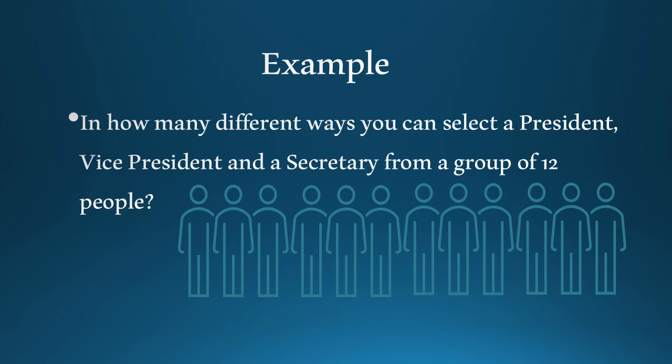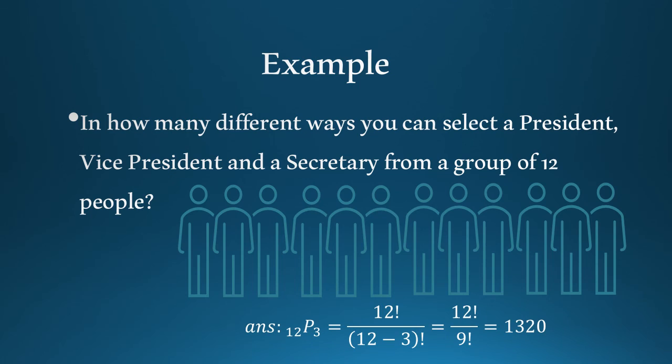In how many different ways can you select a president, vice president, and a secretary from a group of 12 people? So that's 12P3, that's 1320. So for example, this is one way, but we have so many ways.